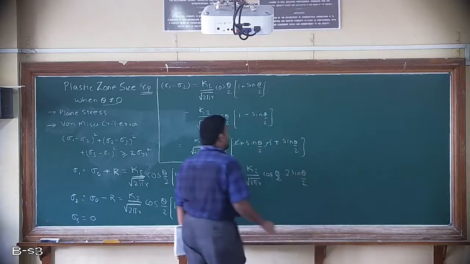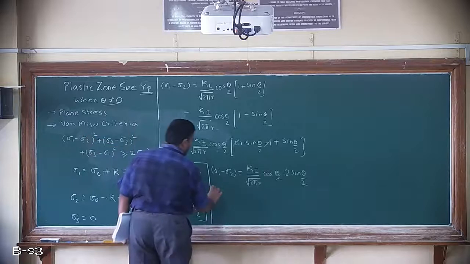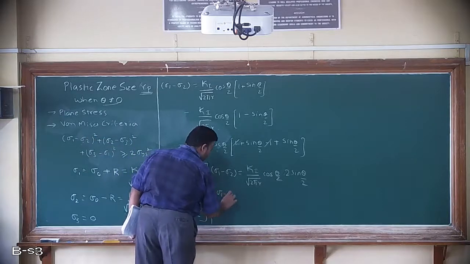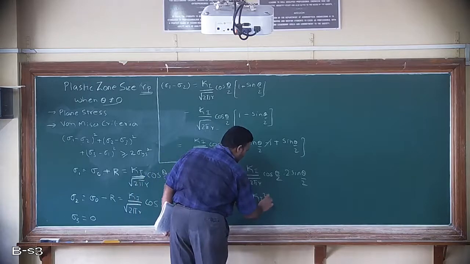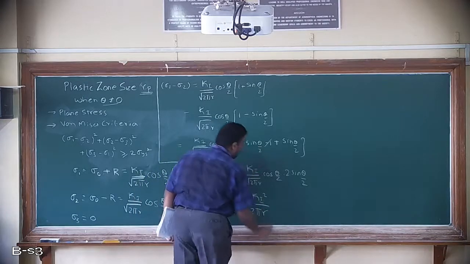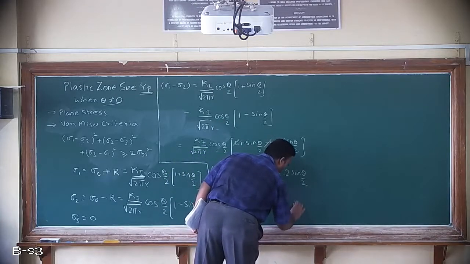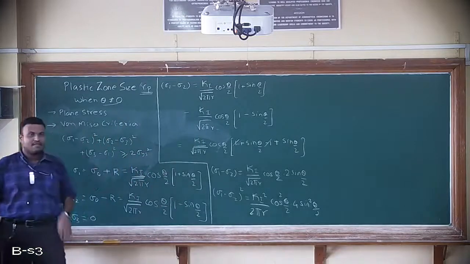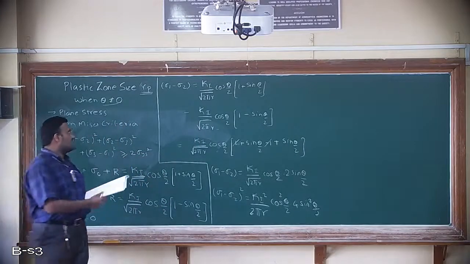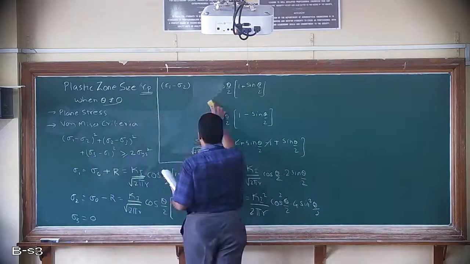Squaring this, since ultimately we want (sigma 1 minus sigma 2) squared, it will be K_I squared upon 2 pi r into cos squared theta by 2 into 4 sin squared theta by 2. Clear? So we got here sigma 1 minus sigma 2. Now we shall just write it down over here, as the first equation.